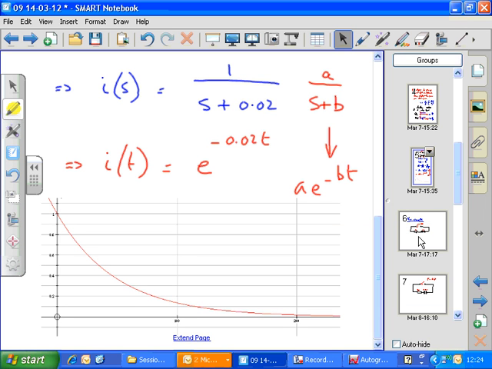So this particular circuit, putting this into the notes, this curve, we can use. The current varies with time, measured in seconds, with the relation e to the minus 0.02 t. So looking at the curve, we can see that it's going to take about 200 seconds, looking at this point on the curve, before the current dies away to 0.